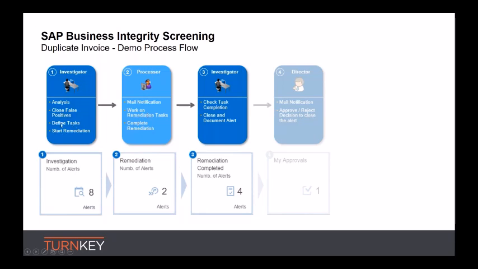So when the investigator has defined the task and started the remediation, we go to the processor. This could be in a shared service center where they get an email notification or can see them in the tile as an inbox that they have some alerts to work on. So they go into the system, to, for example, the reverse posting of the duplicate documents, and then send the alert back to the investigator. He can check the completion of the task and then close and document the alert with the financial outcome, and say this was a confirmed case and add some more information to the alert.